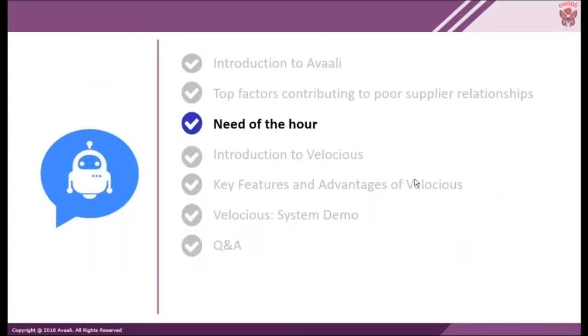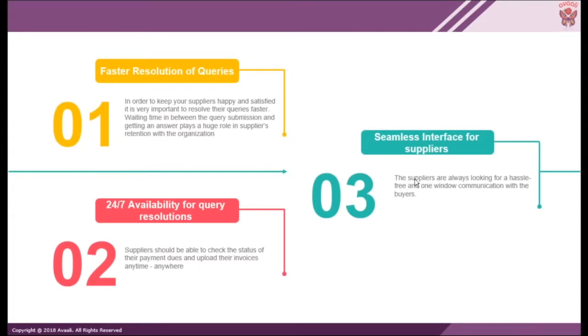Now, what is the need of the hour? So one is faster resolution of queries. Okay. So when we say fast, it's almost instant on a real-time basis. Customers would be wanting to know the status now, right? So second is anytime, anywhere. I mean, it should be 24/7 availability for the query resolutions. The third most important point is a seamless interface for the suppliers. So if there is no seamless interface for the suppliers, they would again tend to pick up the phone or email.